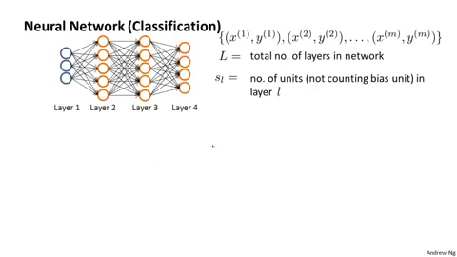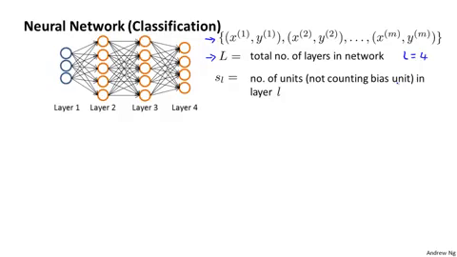I'm going to focus on the application of neural networks to classification problems. So suppose we have a network like that shown on the left, and suppose we have a training set like this of x^i, y^i pairs of m training examples. I'm going to use uppercase L to denote the total number of layers in this network. So for the network shown on the left, we would have capital L equals 4.